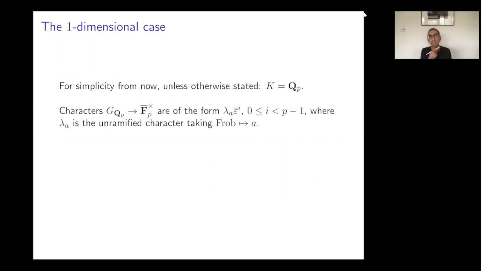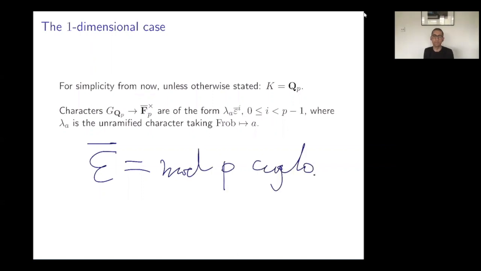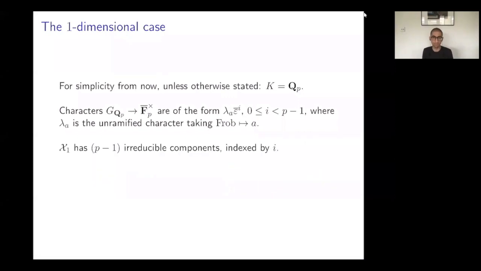So the one-dimensional, the mod p characters of the absolute Galois group of Q_p are of this form here. I should have said epsilon bar, I guess, is the mod p cyclotomic character, just given by the action on the p-th roots of unity. And then every character is given by taking the mod p cyclotomic character, raising it to some power, and twisting by some unramified character. So there's this one-dimensional family of unramified twists. And that's the only interesting thing going on.